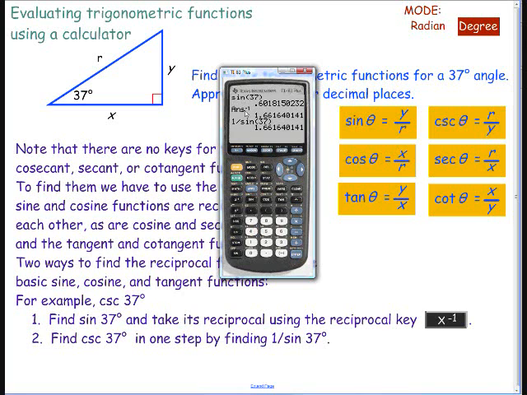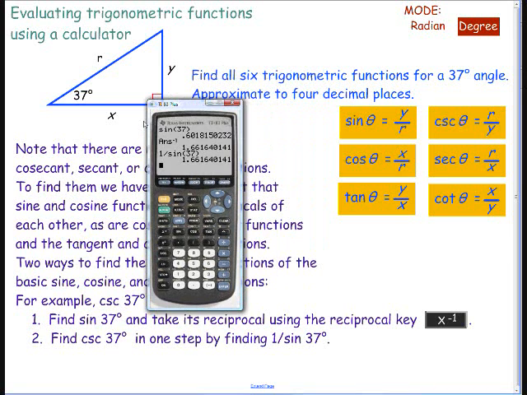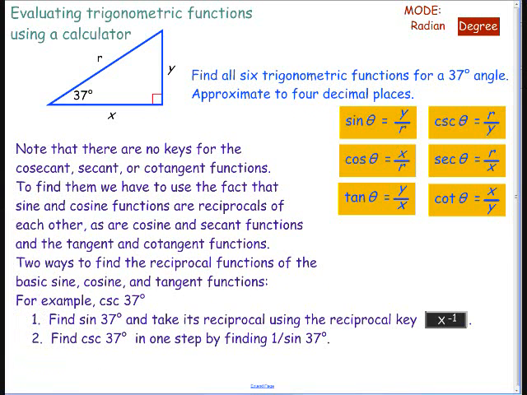So you can either find the sine first and then take the reciprocal, or you can do it all in one step, whichever way you like best. So you're going to do that to find cosecant, secant, and cotangent. You find its reciprocal partner first, then take the reciprocal. This is the reciprocal key.